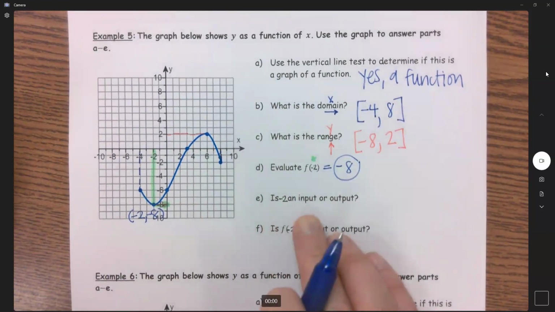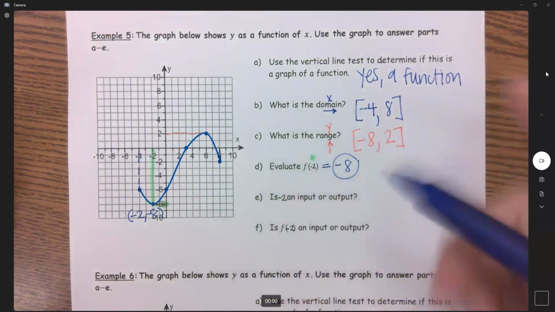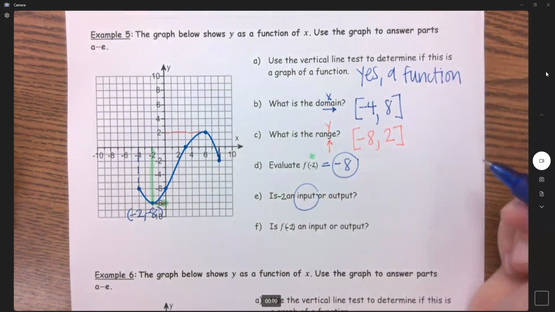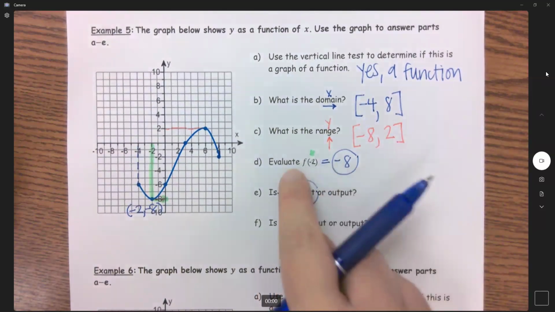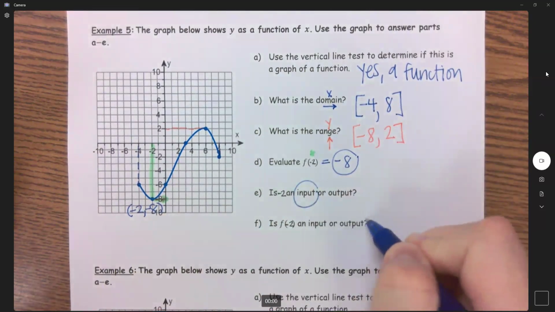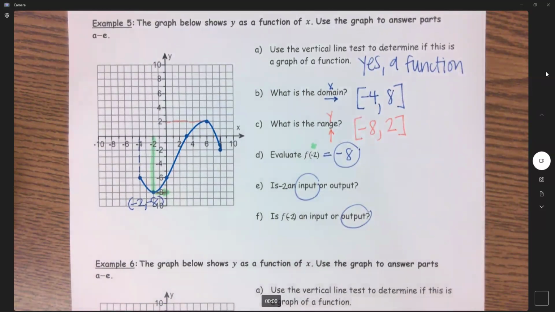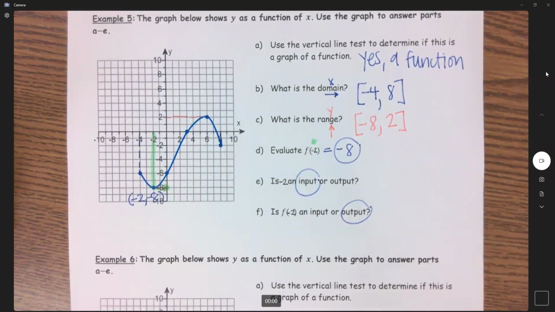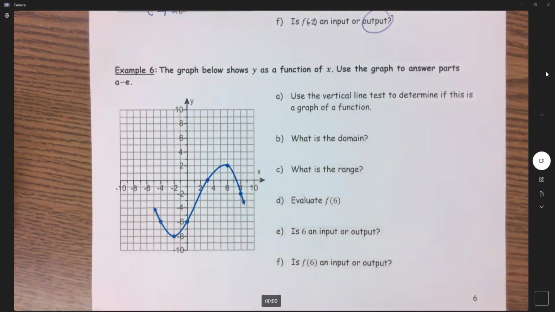So is -2 an input or an output? Well, that's what we put in for x. So that is an input. F of -2 is then what? Well, f of -2 equaled a number, and that was my y number, which represents my output. Okay, one more example. Example 6, asking the same things.